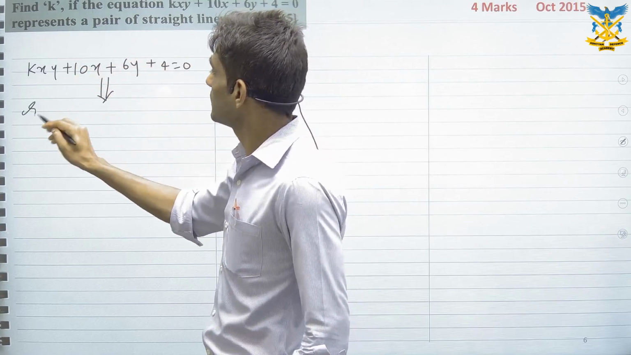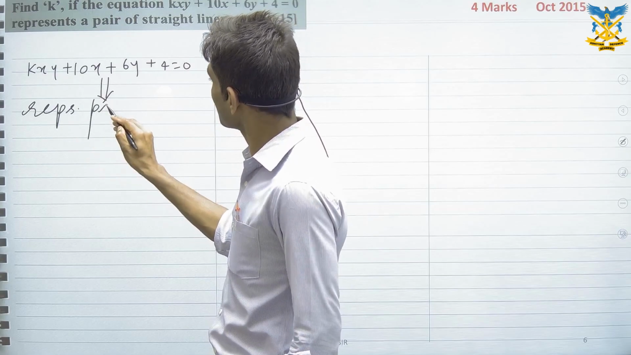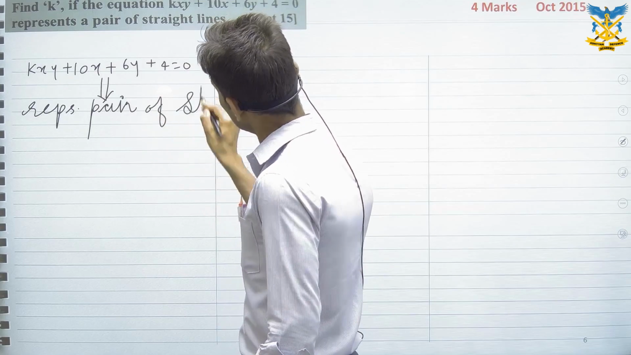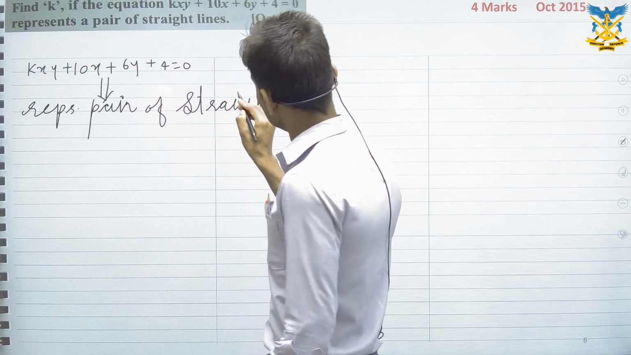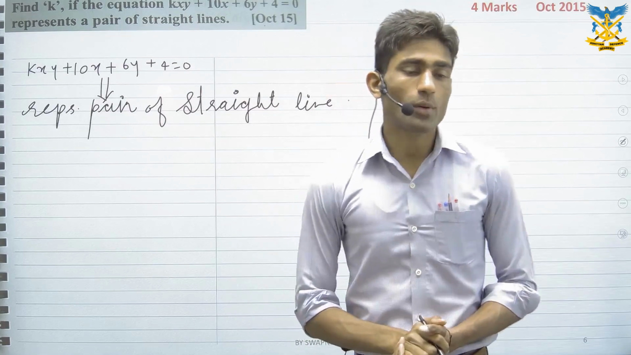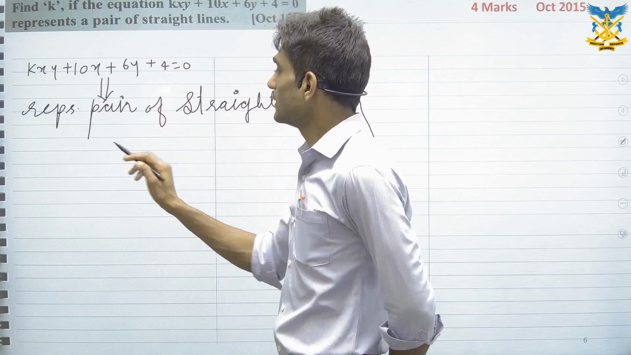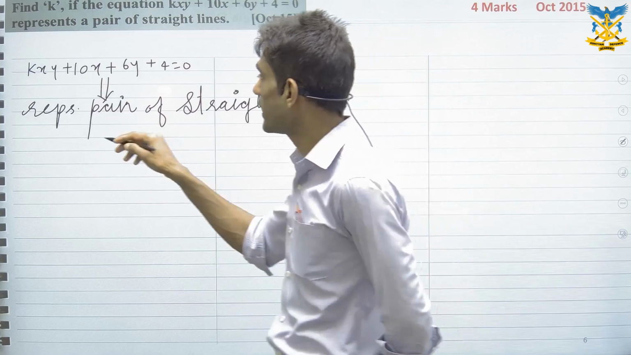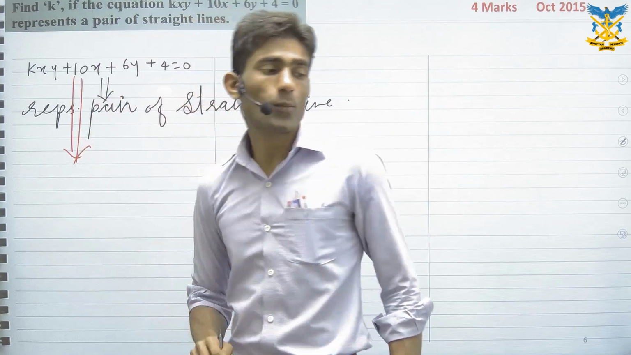What does it represent? It represents a pair of straight lines. If our general equation represents a pair of straight lines, that means the value of the 3 by 3 determinant is 0. So at the beginning, we compare this equation with the general form of a pair of lines.